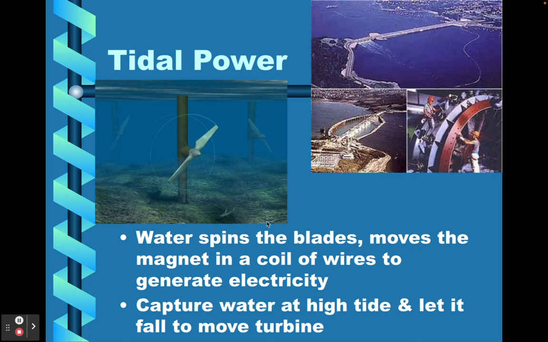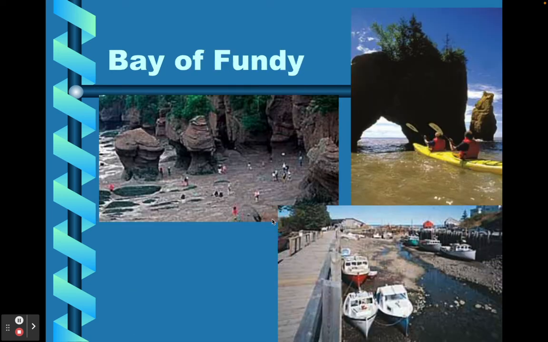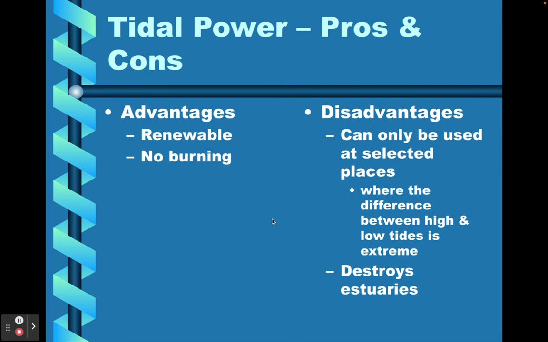Again, tidal power is going to be in oceans, not in rivers. And where is this going to work? It is a disadvantage: it only works in select places where the difference between high and low tide is pretty extreme. Like the Bay of Fundy area in Canada has tidal power, but you don't have it in a lot of places. On Earth, there are a lot of places it's not going to work. So that's a big disadvantage of it.